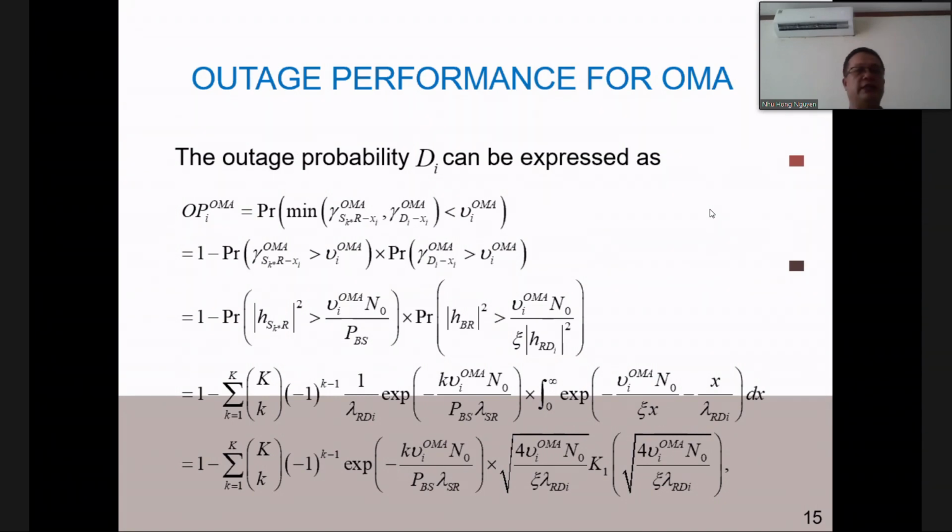The calculation steps for OMA with K antennas are the same as for NOMA, and the asymptotic calculation can be read in the paper. We have the outage probability at the destination, expressed with the equation OP for OMA.